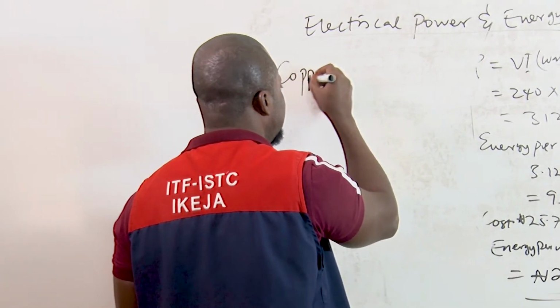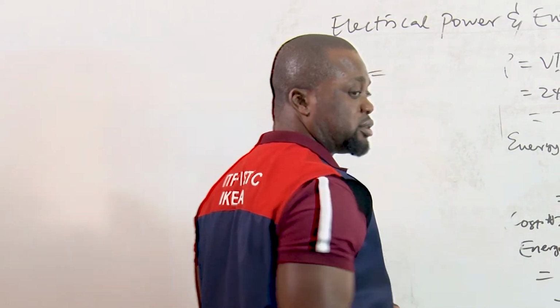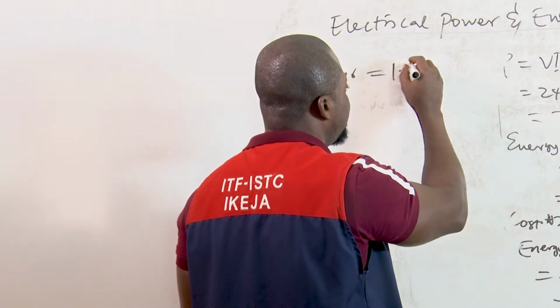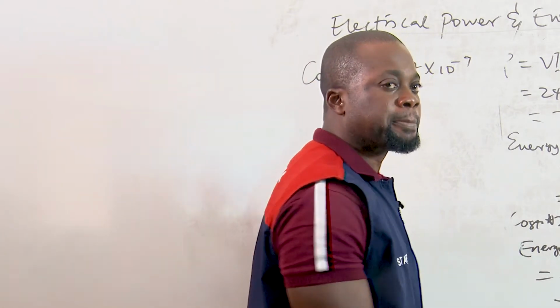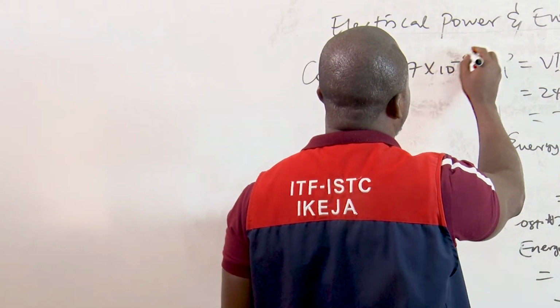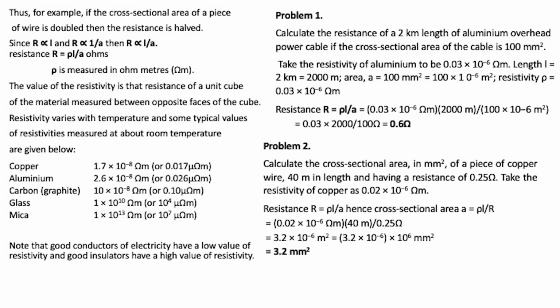Copper, these are standard constants. We have it as 1.7 times 10 raised to the power minus 9. That of aluminium, we have it as ohm meter. These are resistivity constants. Okay? So you see examples and how different types of material have different amounts of resistance, from the examples given.